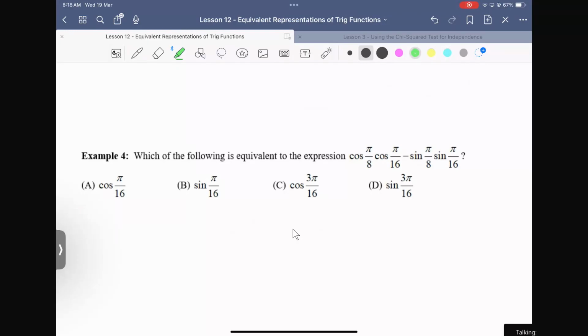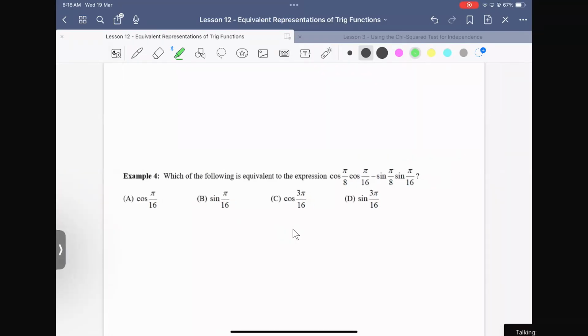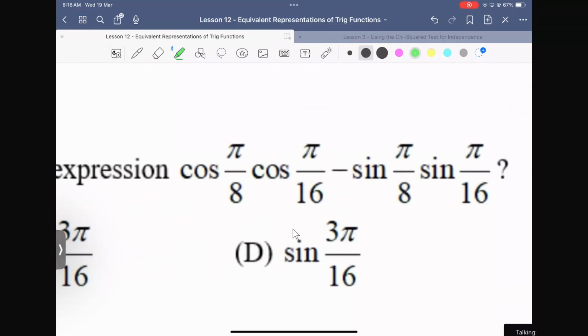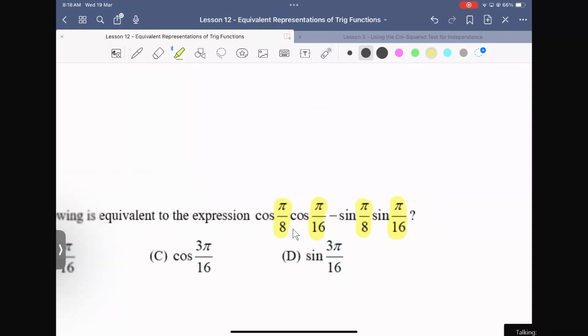So this is one of the double angle identities. Looking back to our formulas, notice how the angles are different in this one. We've got a different angle here and here. We've got the same different angles here and here. We've got two cosines, and then we've got two sines.